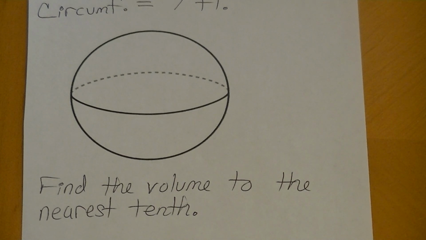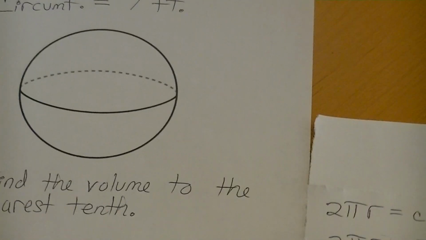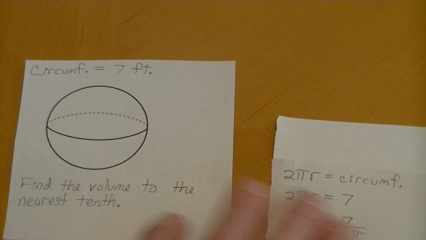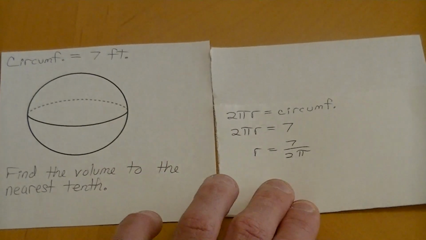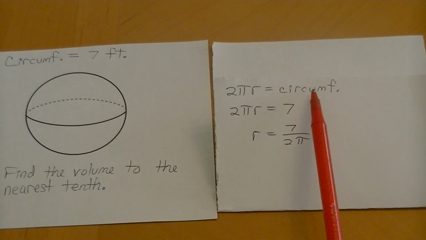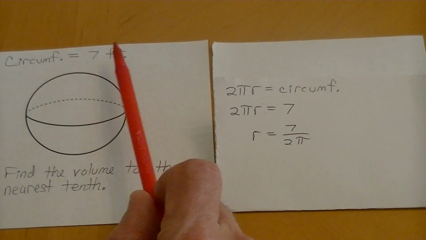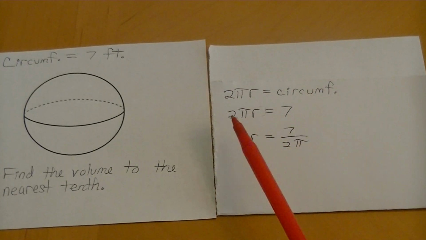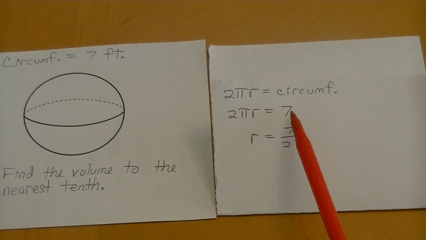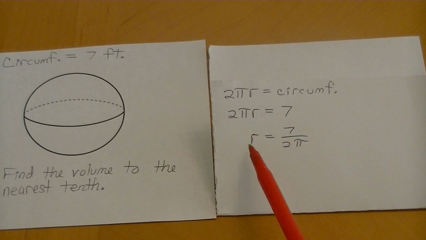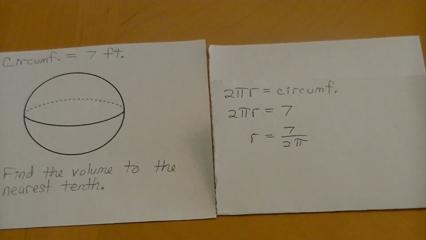All right, so circumference is 7. So we need to figure out what the radius is from that. And we can definitely do that. We have a circumference formula. Circumference of a circle is 2 pi r. So if 2 pi r is the circumference, but I'm told that my circumference is 7, then I can replace circumference with 7. 2 pi r is 7. So if I divide both sides by 2 pi, I solve for the radius, 7 over 2 pi.